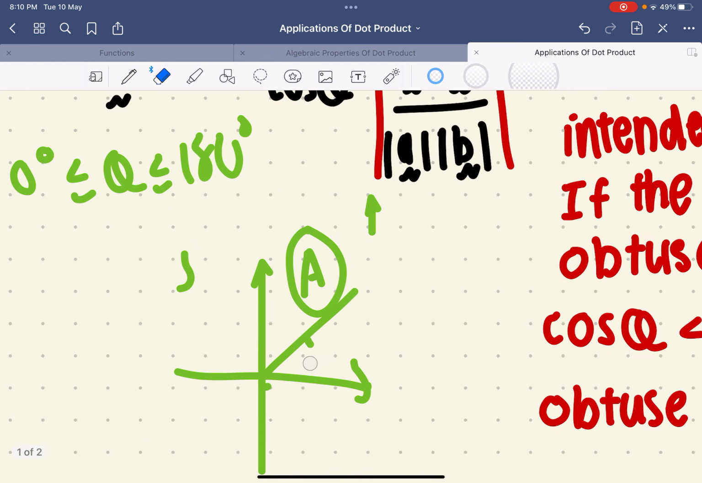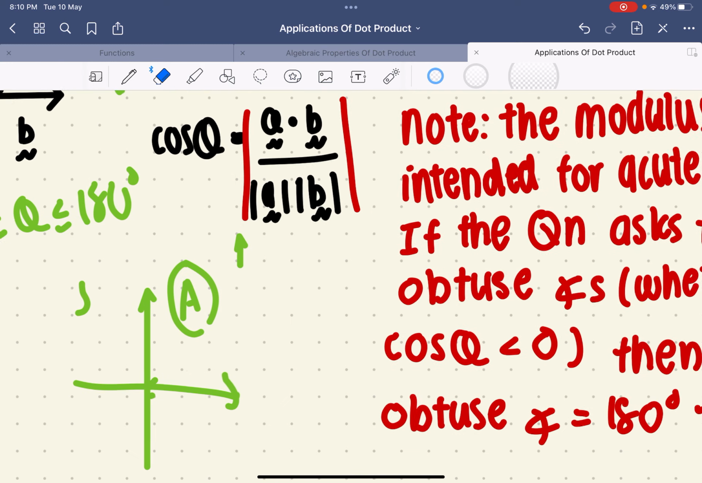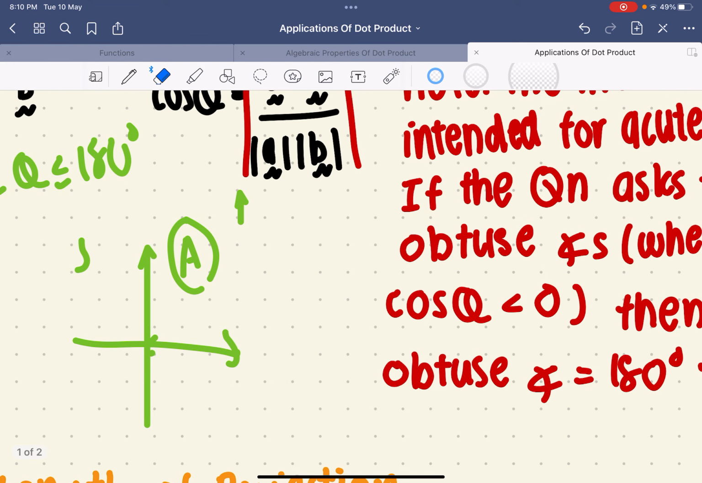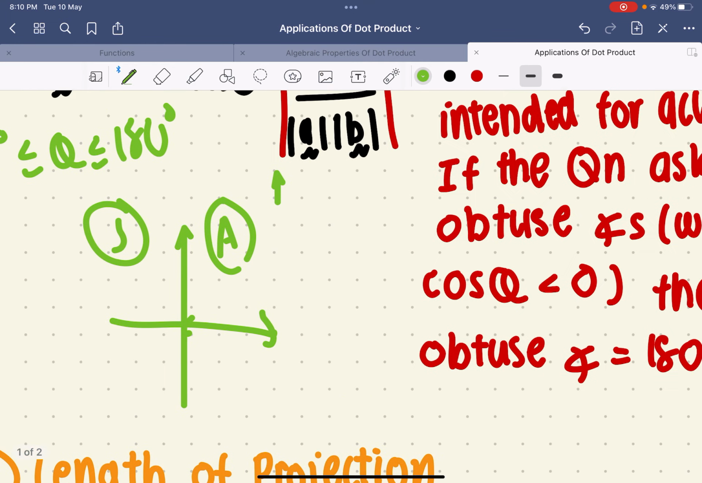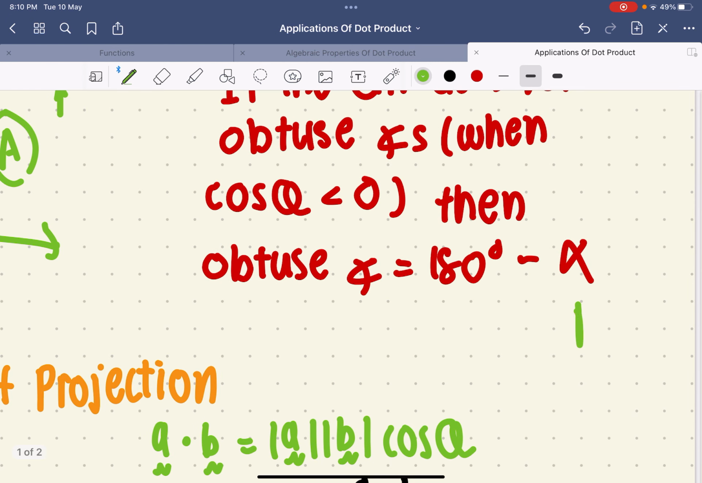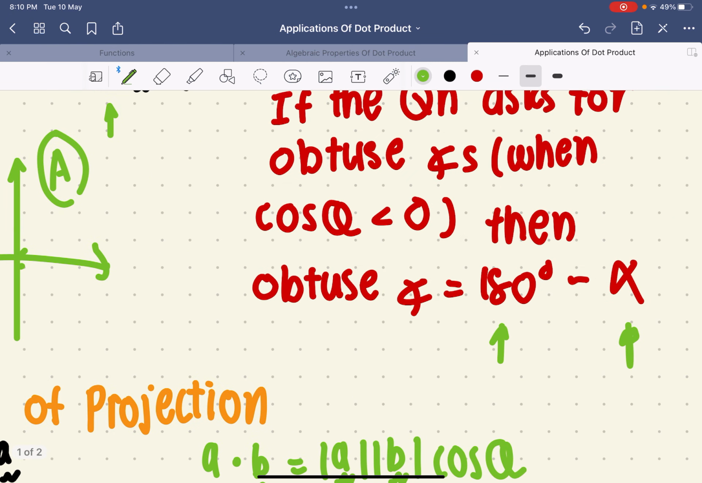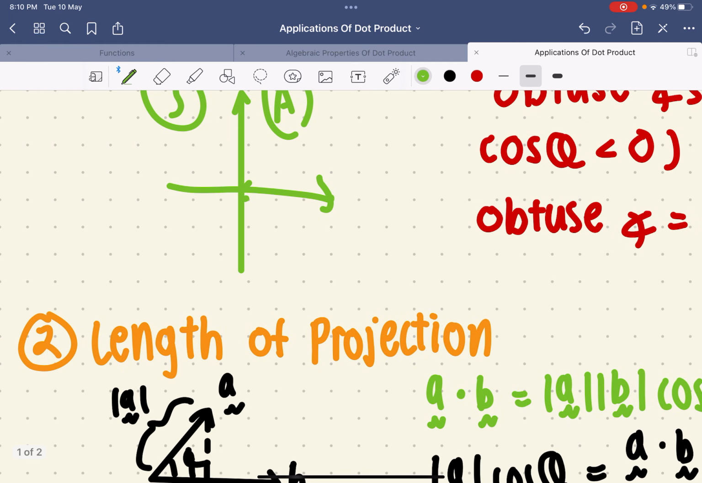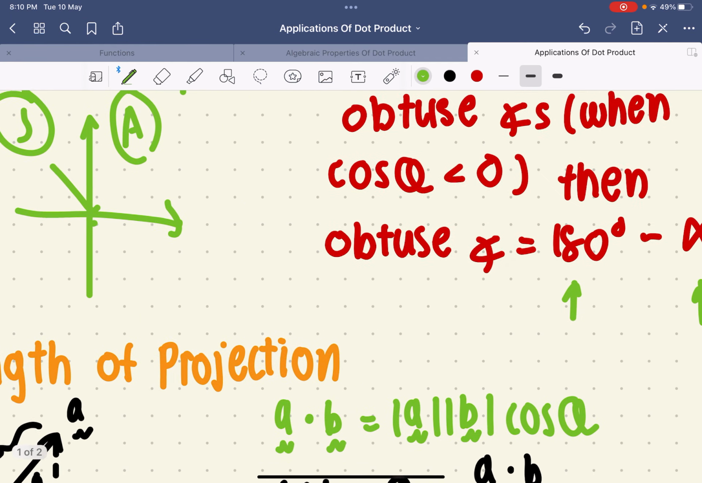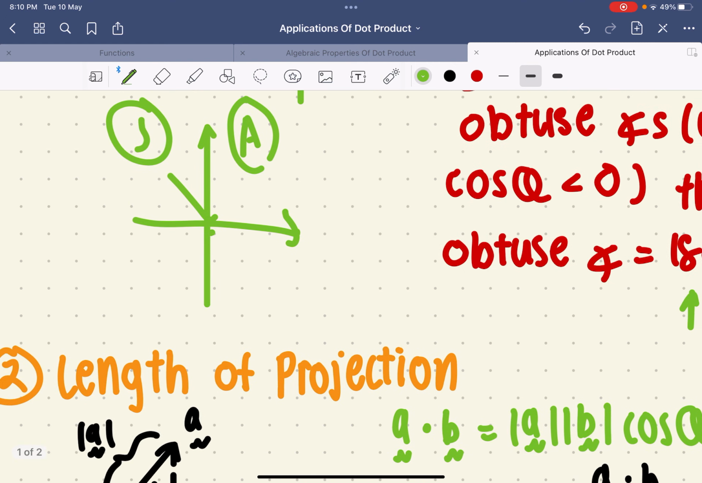But what if the question asks for an obtuse angle? Then the obtuse angle is where cosine theta equals negative, so it will lie at the S part. For the obtuse angle, we cannot just straight away find it. We need to first find the alpha, remember, okay? We need to first find the alpha, then we take 180 minus the alpha. You cannot just say, oh, negative, so I just inverse cosine that. That's not how it works.